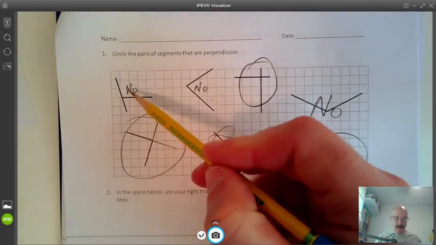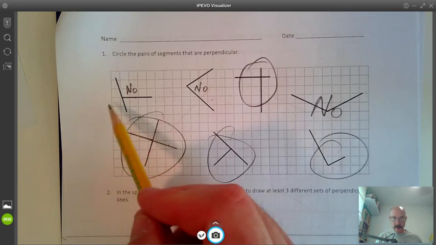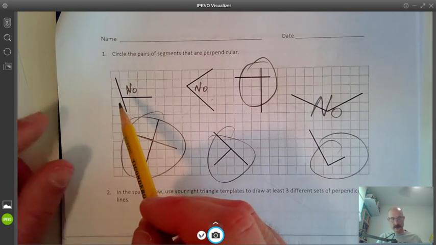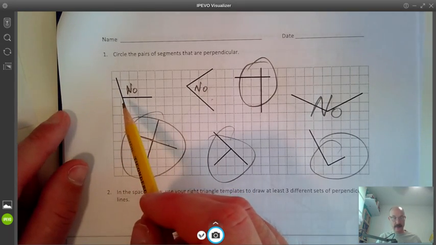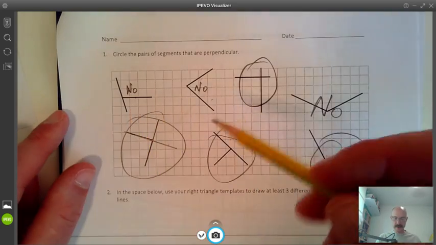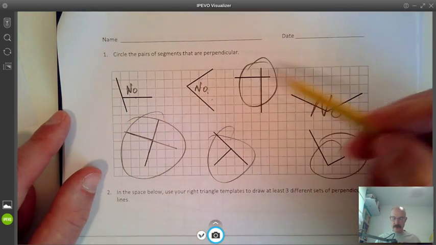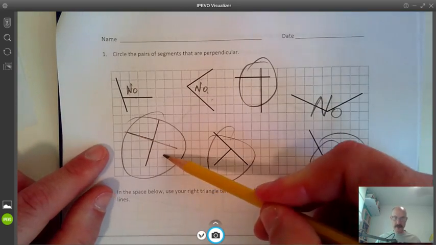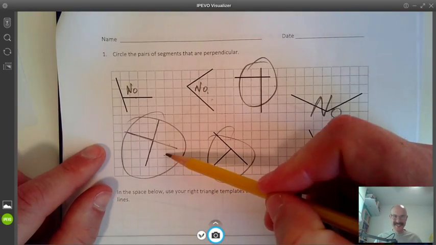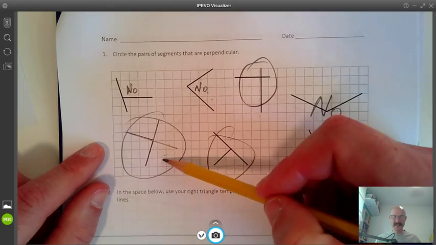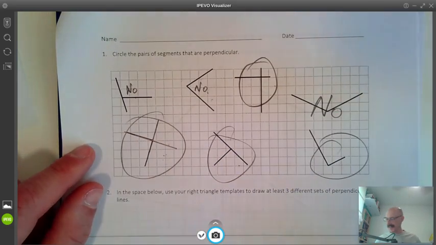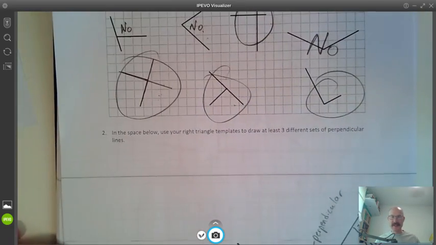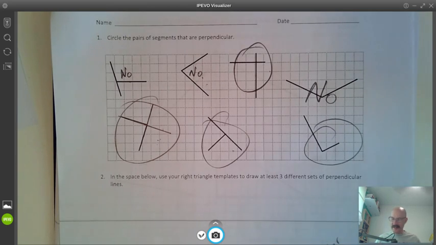So you can see that those line segments do not meet in a perpendicular, they are not perpendicular to one another, I should say. This also, no, yes. No, that's a big obtuse angle. This, no. I'm sorry. It's circled. This, yes. This, yes. This, yes. I was thinking about the next question, which is why I was getting ahead of myself.